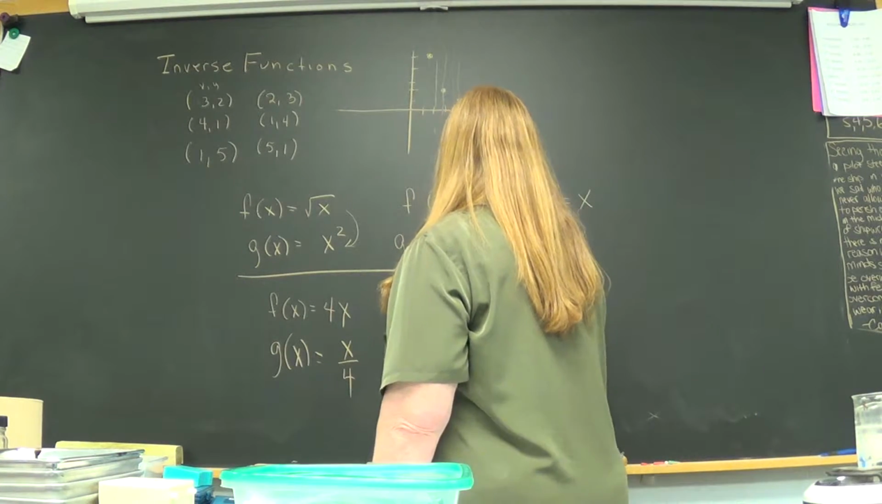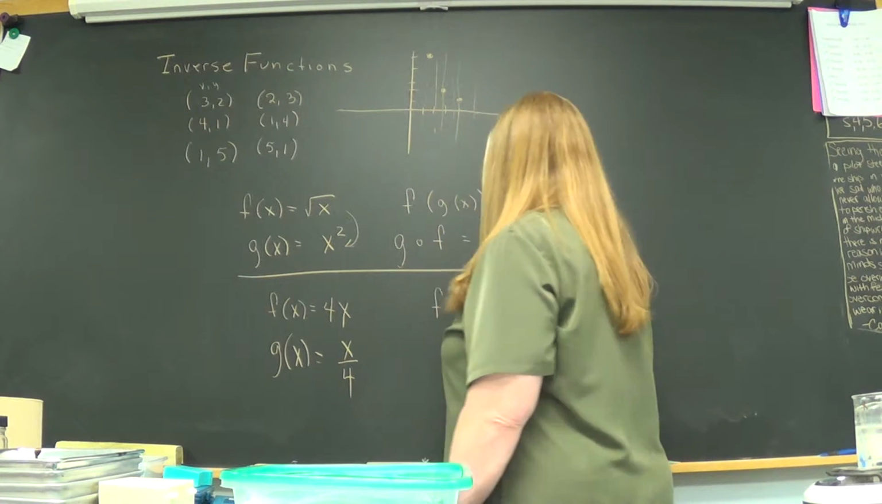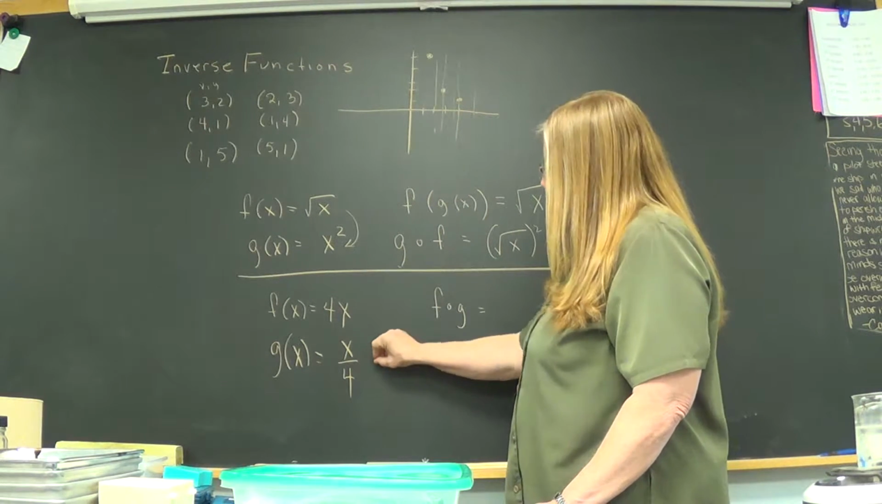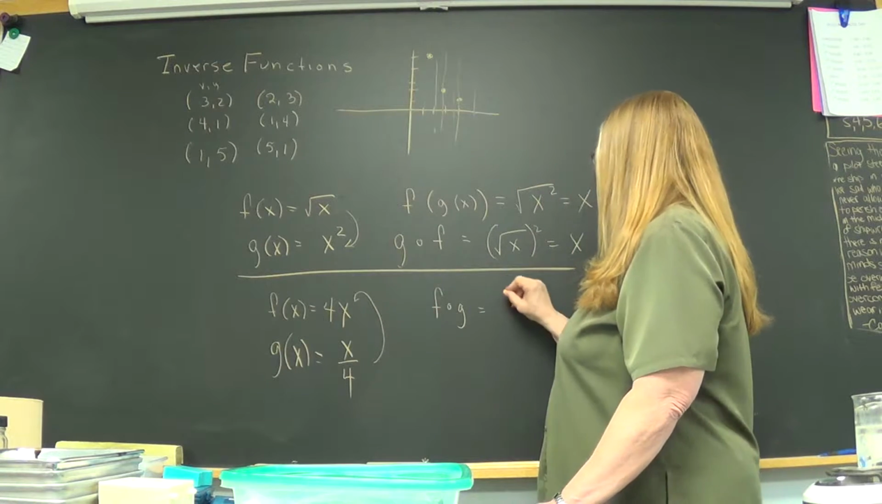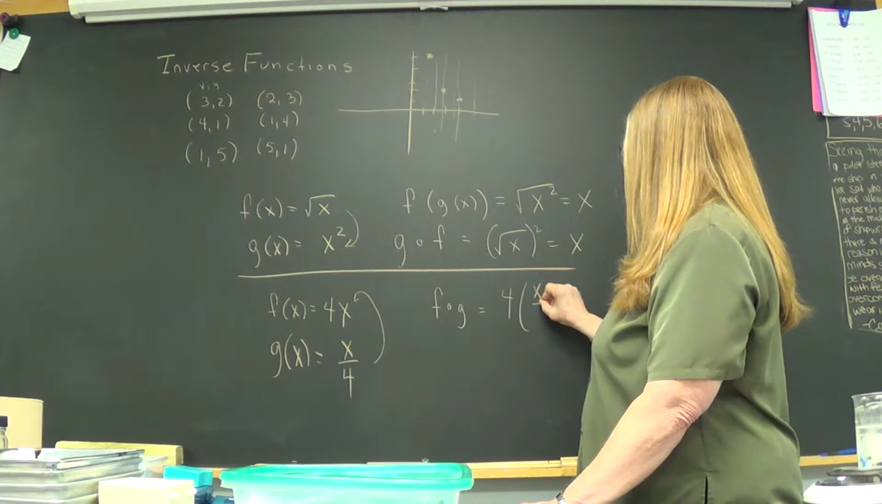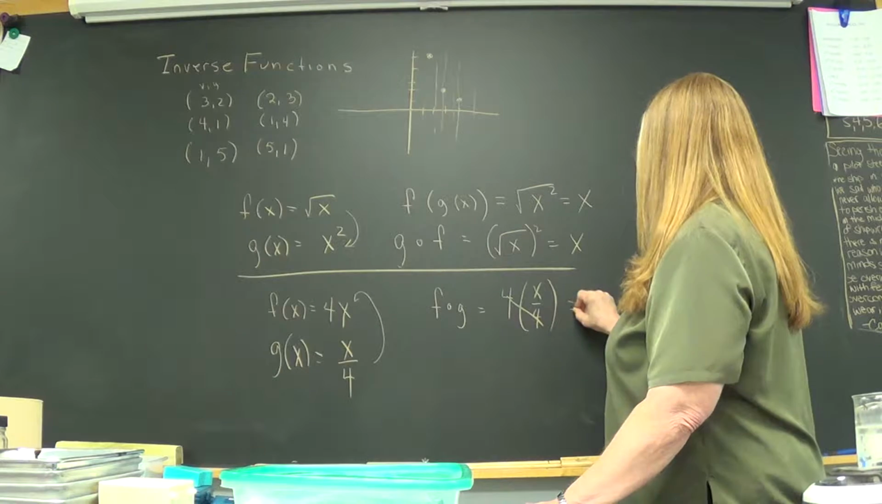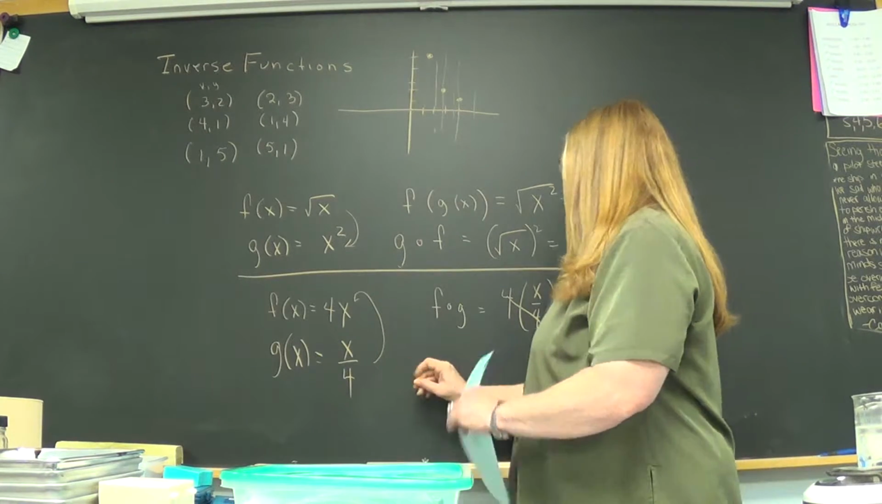So first I'll do f compose g. When I do that, I take this value and put it in for that, and I get 4 times x over 4, which is x. And then I do it the other way.